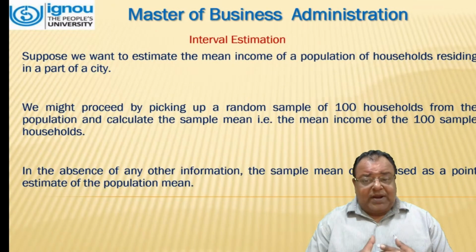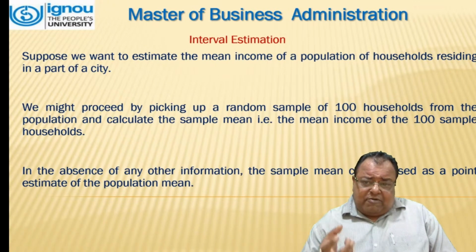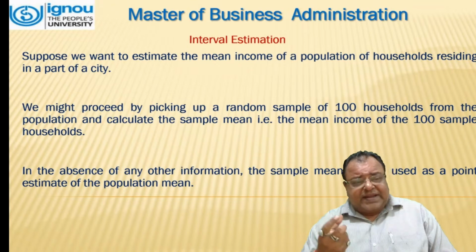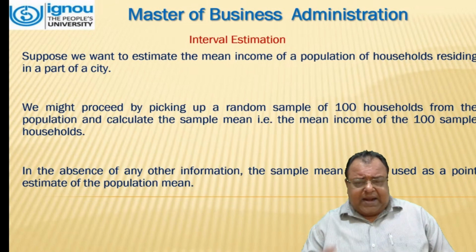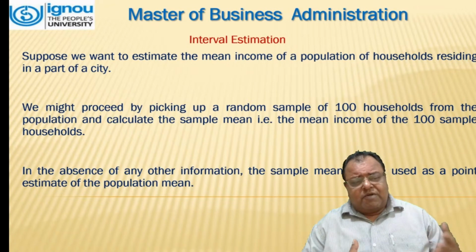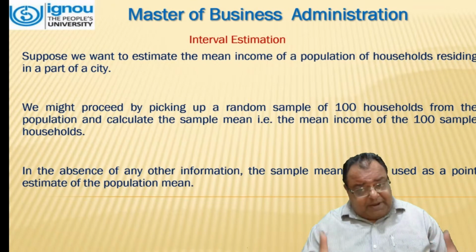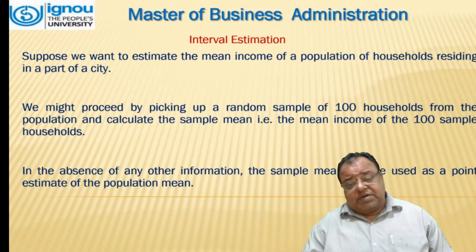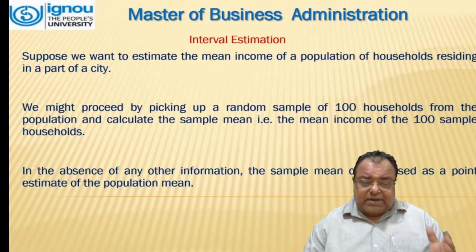Now, interval estimation. Suppose we want to estimate the mean income of the population of households residing in a part of a city. How will we do it? What are the possible outcomes we will think of? We might proceed by picking up a random sample of 100 households from the population and calculate the sample mean, that is, the mean income of the 100 sample households. In the absence of any other information, the sample mean can be used as a point estimate of the population mean.